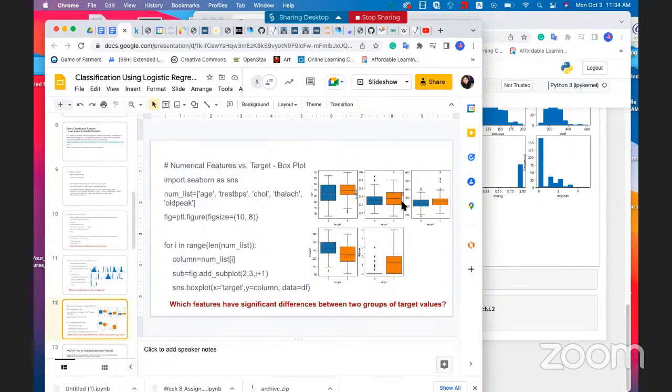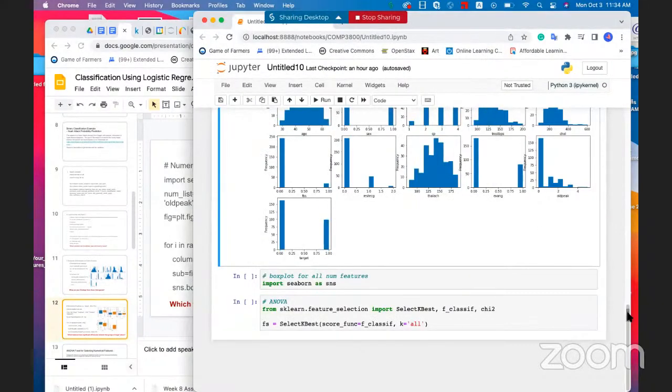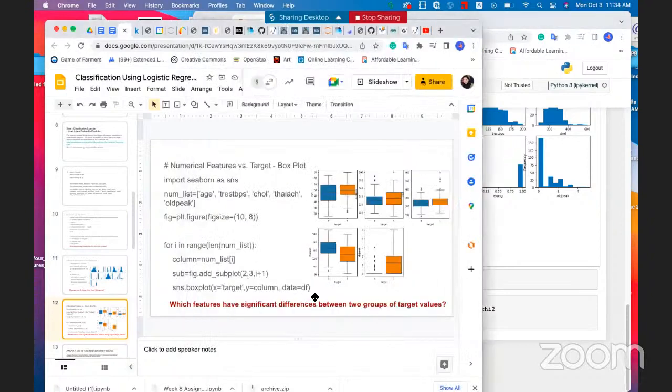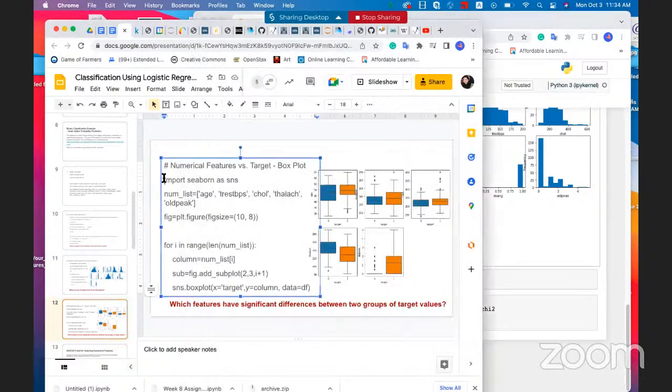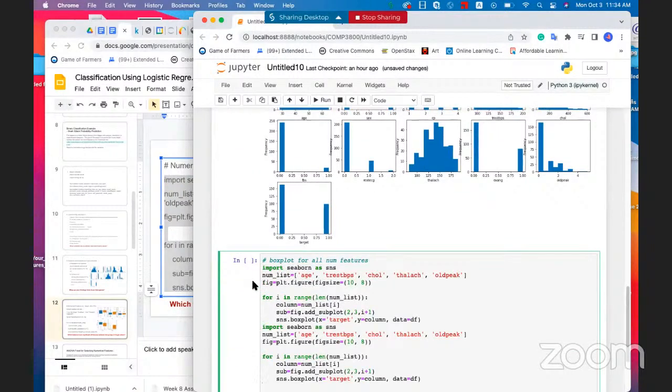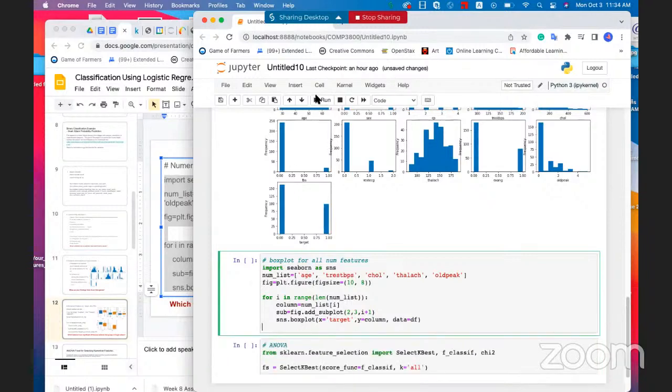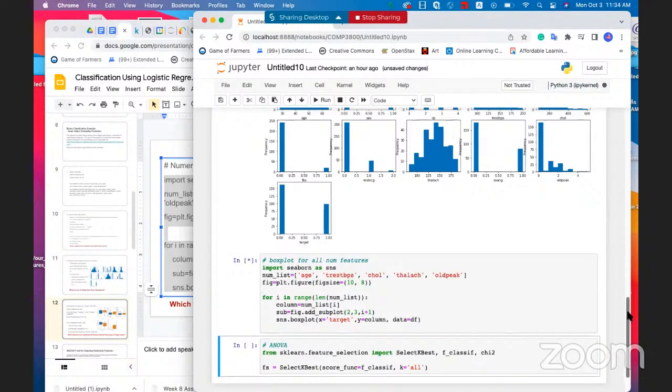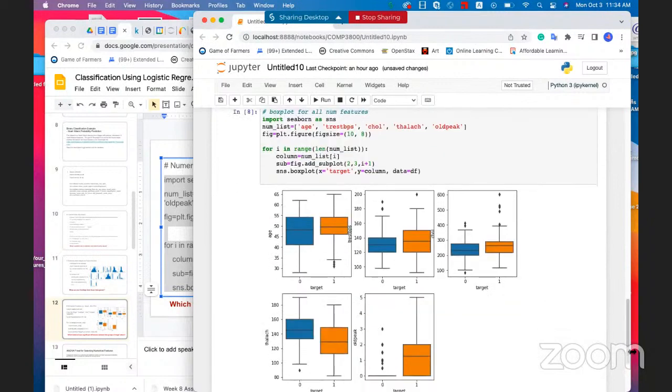Next up, we are going to look at the numerical values. I plotted a box plot for all the numerical values. This code here means it has 2 rows and 3 columns. It's the structure of the figure.